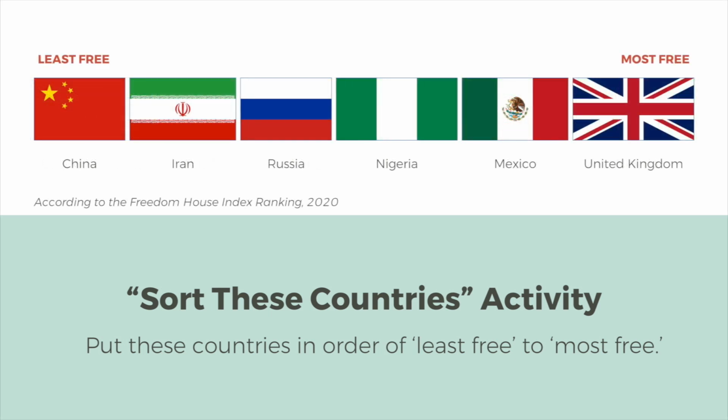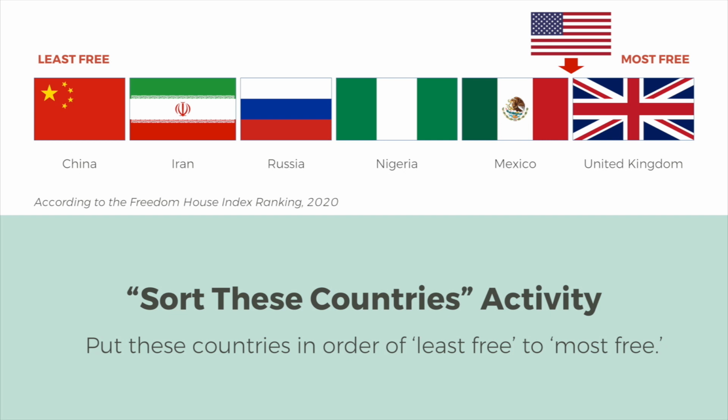Alright, here's the answer key. According to the Freedom House Index ranking, the only country that we study that is classified as entirely free is the United Kingdom, while Mexico and Nigeria are considered partly free. Meanwhile, Russia, Iran, and China are classified as not free. Oh, and if you were curious, here's where the United States would fit in.